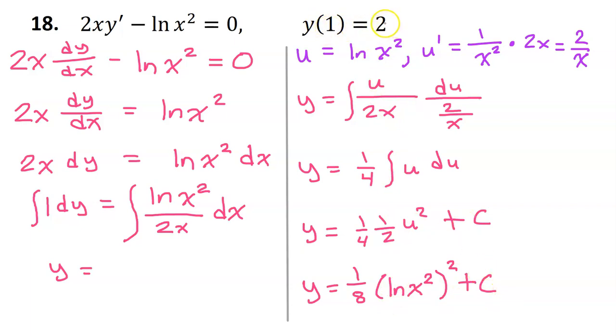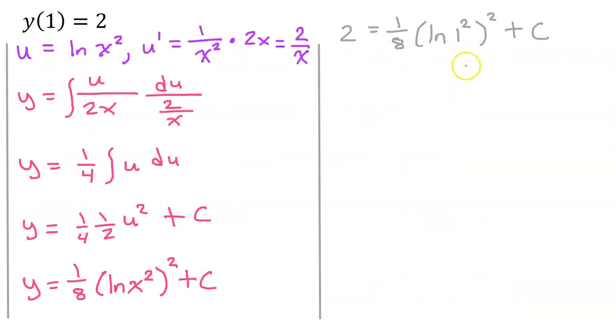This initial condition says that when x is 1, y is 2. So let's substitute 1 for x and 2 for y and solve for c. So on the inside here, 1 squared is 1. We have the natural log of 1. We know that is 0.